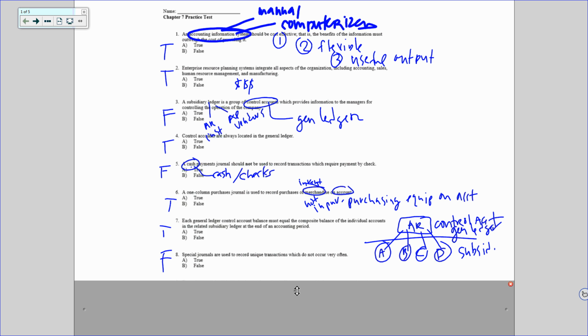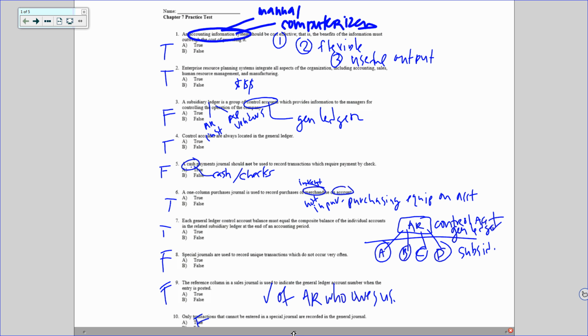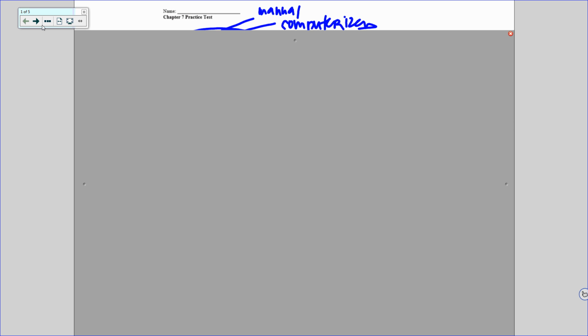What it does is it groups similar transactions together. Number 9 is false. And I think I crossed that one off because we're not talking about posting. And finally, number 10: only transactions that cannot be entered in a special journal are recorded in the general journal. That's true, not false down there. Let's go to the second page.